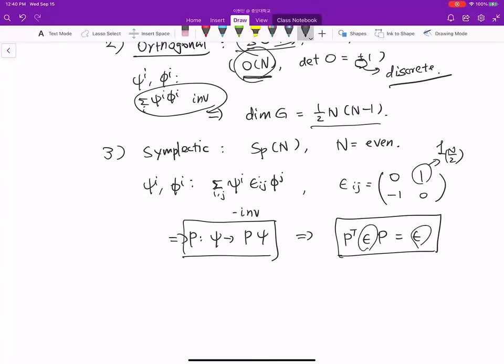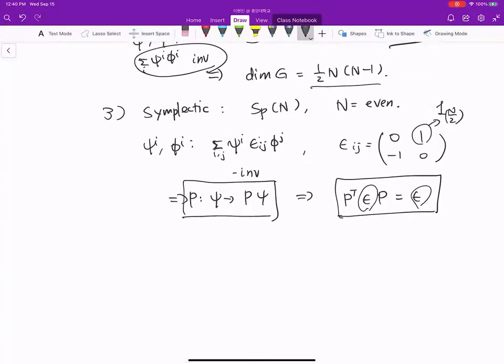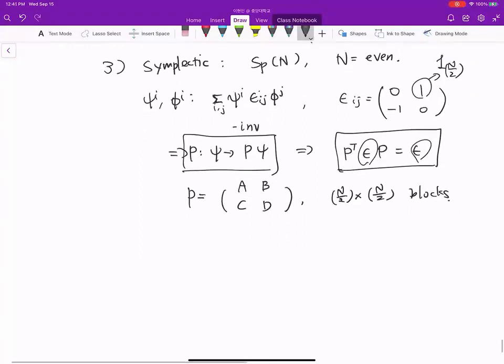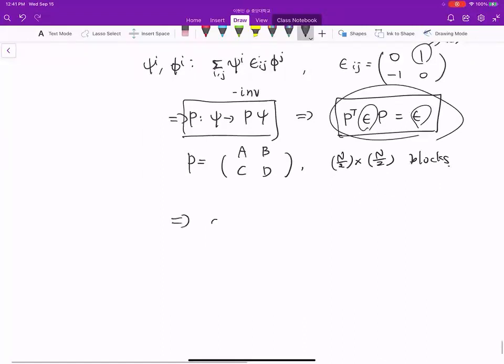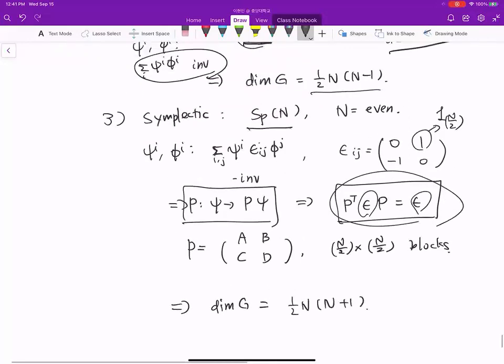If epsilon equals 1, then you have orthogonal. But this is different from the orthogonal group because of this epsilon. You can show that this transformation matrix P can be written in block form, with n over 2 times n over 2 blocks A, B, C, D, and you can impose certain conditions on A, B, C, D to satisfy this condition. Then you can find that the dimension of the group for symplectic Sp(N) will be N(N+1)/2. Remember that N must be even for Sp(N).